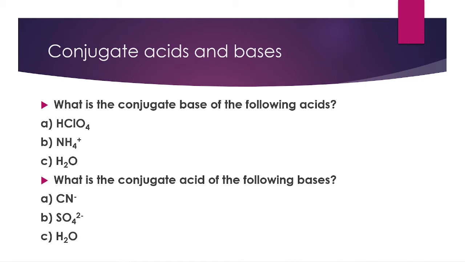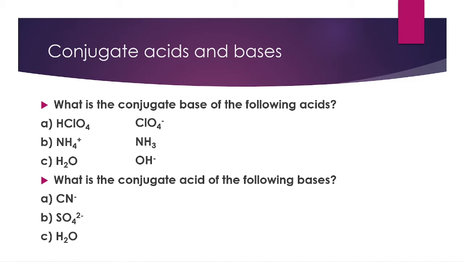Alright, so first one, if we remove the H, we end up with a ClO4, and remembering that H has a plus ion, so if you remove a plus ion, you're going to have a negative. The next one, NH4+, we're going to leave a H plus behind, and we're going to end up with NH3. And then lastly, we've got our lovely water. If we remove a H plus, we end up with an OH minus.